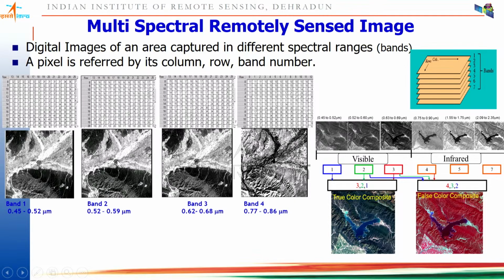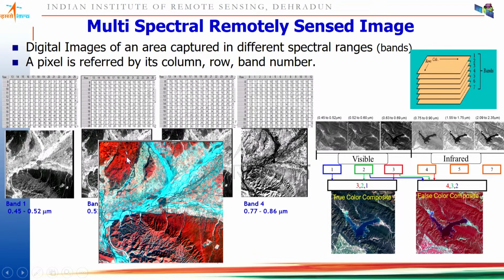So if I want to make a color composite, I have to combine at least 3 different layers on RGB to get a composite. And here I have displayed a composite of 4, 3 and 2 on RGB, and it is displaying this false color composite.